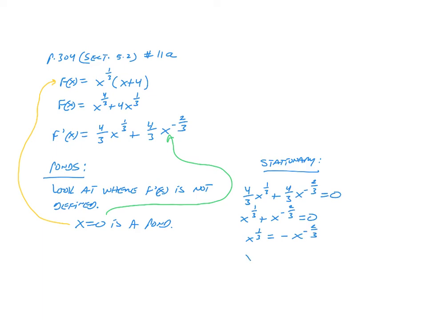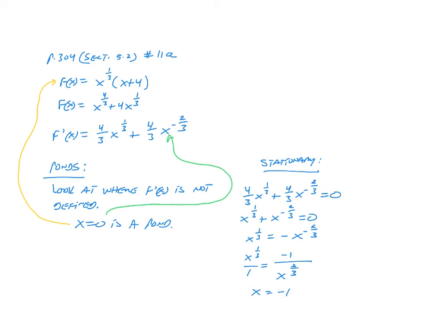x to the 1/3 over 1 equals negative 1 over x to the 2/3. You might have another way to do it. I'm maintaining this is my way. x equals, it's x to the first, right? Equals negative 1. And we're pretty much done with that.